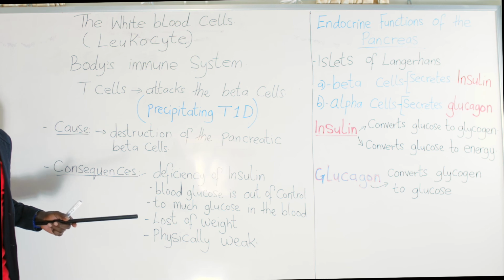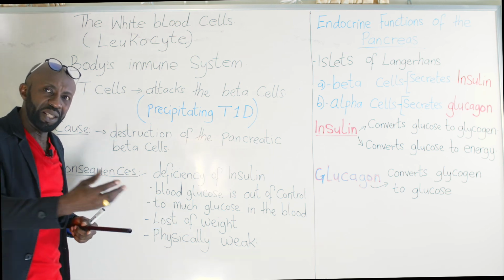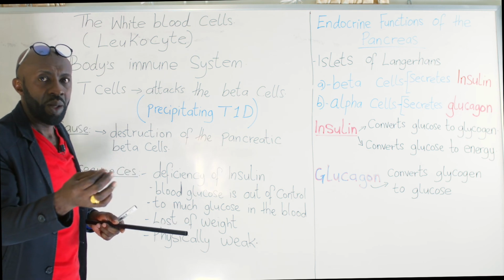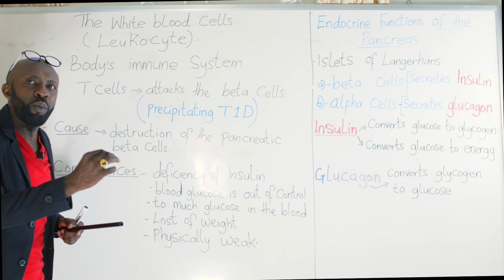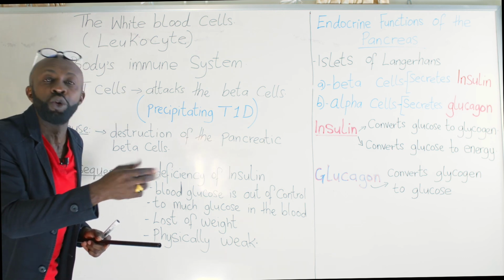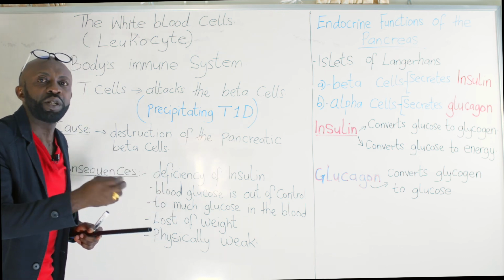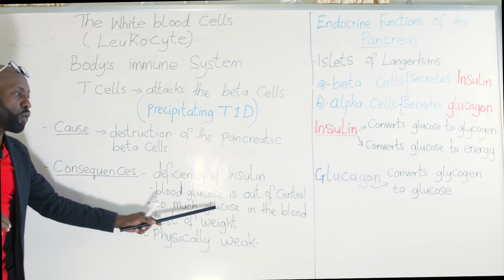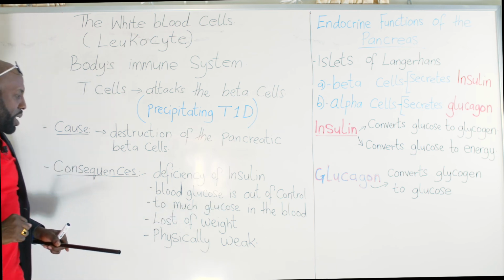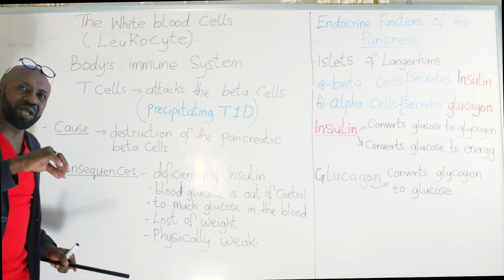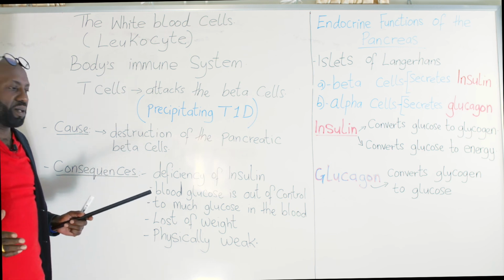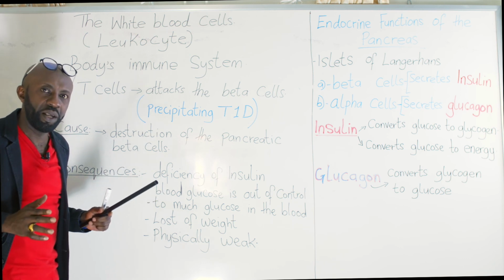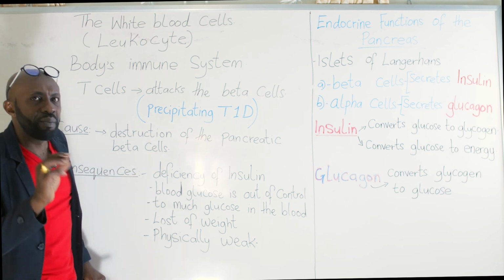Too much glucose. Why? Because most of the food we eat in our daily life contains starch, or what we call carbohydrate. And the end product of carbohydrate digestion is glucose or sugar, which is converted for energy to the body cells. Okay, so you have too much glucose in your blood, and then that patient will generally lose weight, and then the person will be physically weak. Okay, so now what are the symptoms when all this happens?